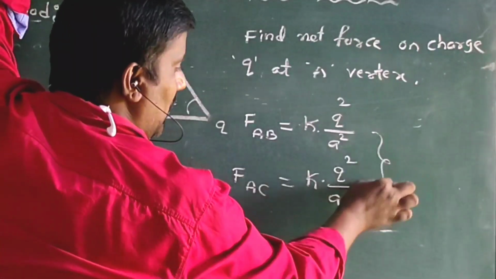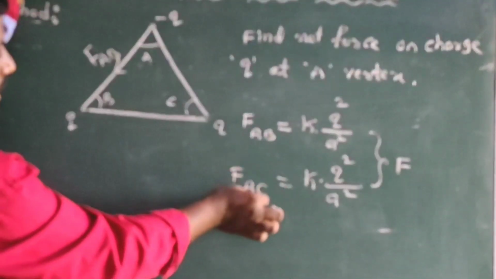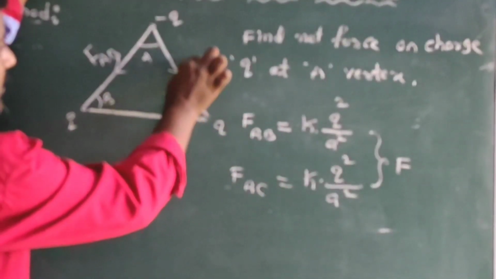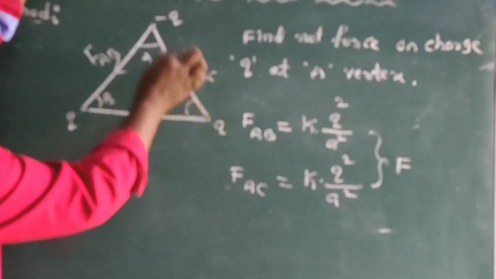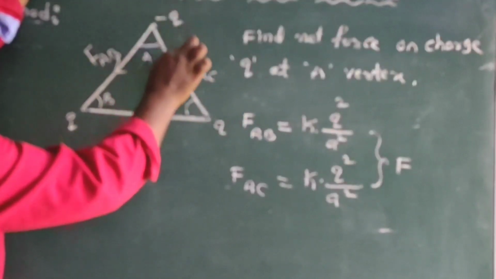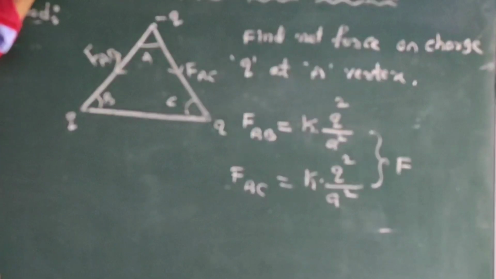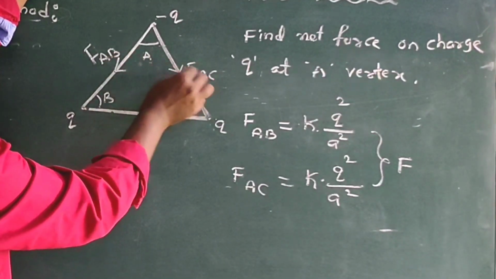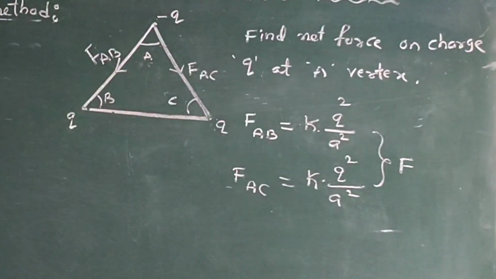So numerically both are the same, that is, I consider F. The force FAC is also acting along this one, because due to this charge, the force on the minus Q charge is acting along this one, because this attracts this one. So the angle between FAB and FAC is again 60 degrees. Here theta is 60.